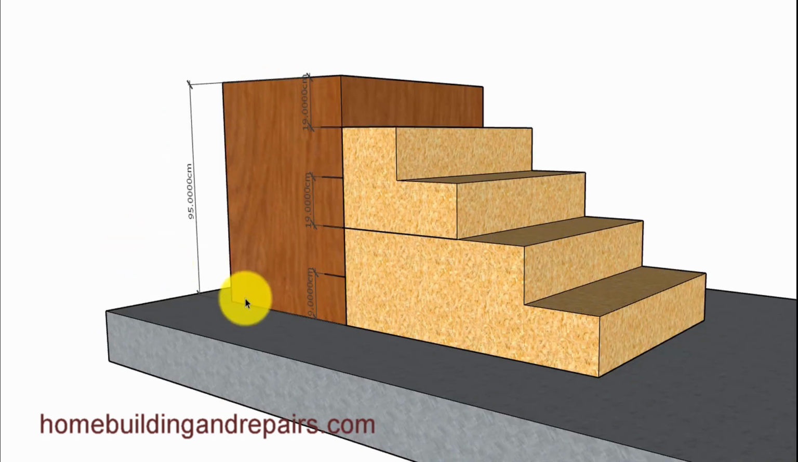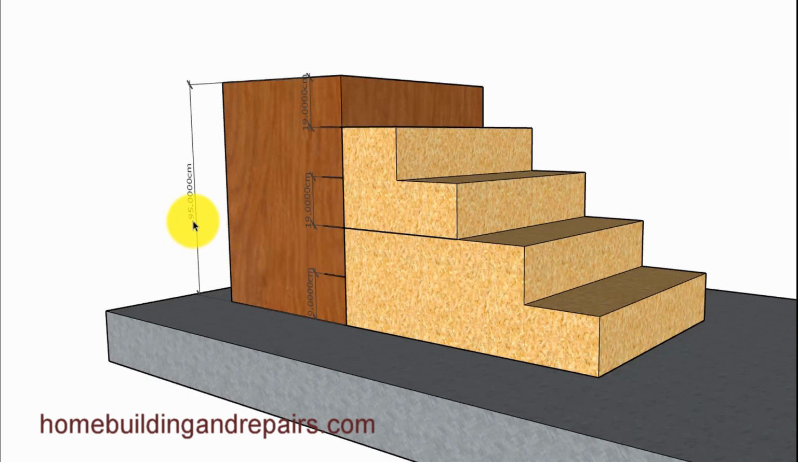And to find the overall riser height, all you will need to do is measure from the top of the finished floor on the lower level to the top of the finished floor on the upper level, wherever the stairway is going to be. And then we will simply divide it into a certain amount of units to find the individual rise or a comfortable riser.